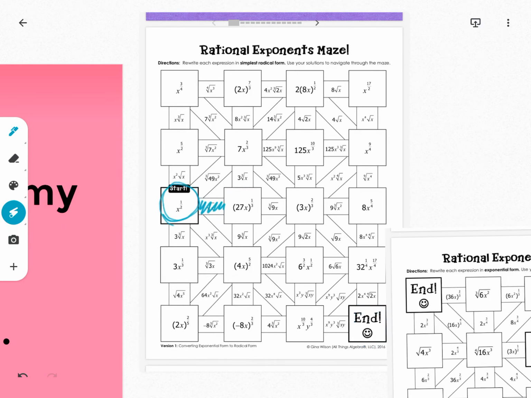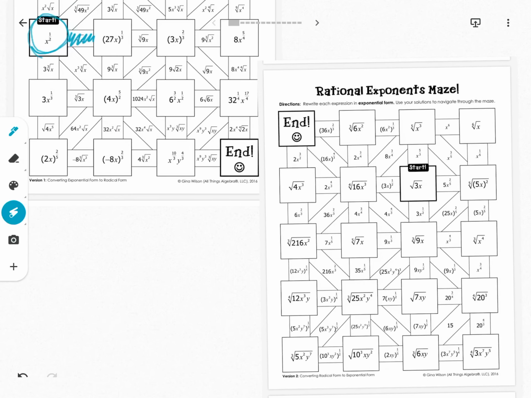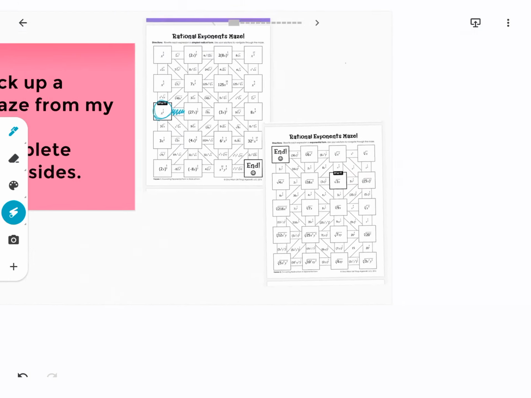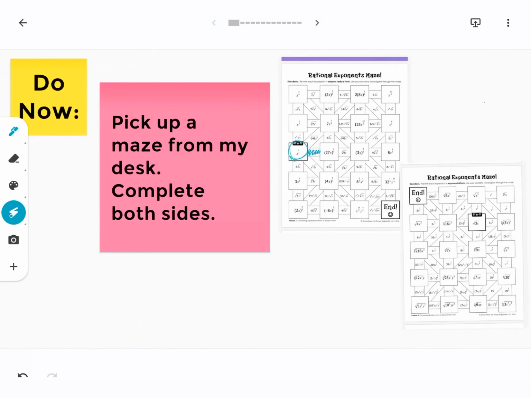So you're going to map through the maze, and again, do both sides. So you're also going to try this other maze and start reading here, rewrite them as exponents, and get all the way over here to the end. Go ahead and pause the video. Give yourself time to do that, 10, 15, 20 minutes, whatever you need, and then unpause it, and I'll show you the answers on the next slide.